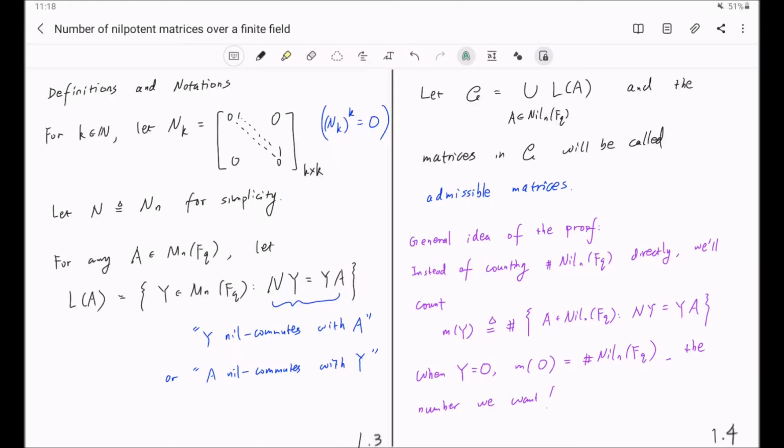Our first three lemmas were about the study of the structures of those notions we defined at the beginning. And starting from lemma 4, we'll get into the core part of the proof, namely the counting. And we'll realize this general idea of the proof gradually, which we talked about at the beginning.